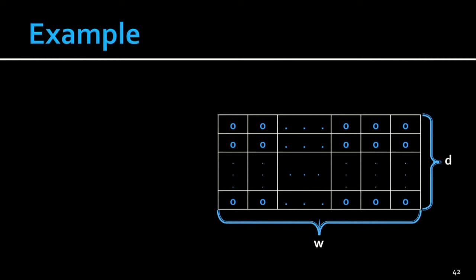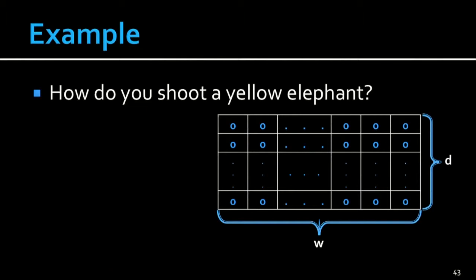So we start with our initial count-min sketch, a table of counters, each initialized to 0. Then we get this first document. Let's say it's a tweet. So the tweet is, how do you shoot a yellow elephant? So then what we do is that we find all the word pairs in this document. And let's say we only care about the non-stop words. So we only care about the words shoot, yellow, elephant. So what are the word pairs in this document then? The first one is shoot and yellow.